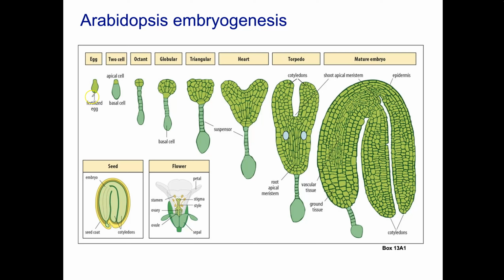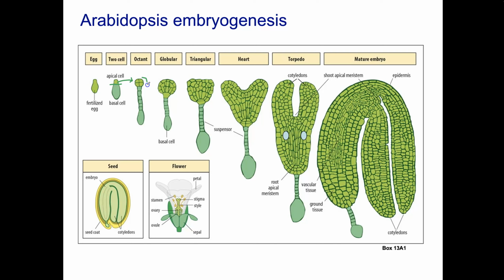Okay, so the egg is fertilized and it forms the zygote. And then the very first division that occurs is called the 2-cell stage, and there's a larger cell on the bottom and a smaller cell on the top. And the top one, the little one, is going to be the apical cell, and the bottom one is called the basal cell. And then the apical cell will divide to form the octant stage.